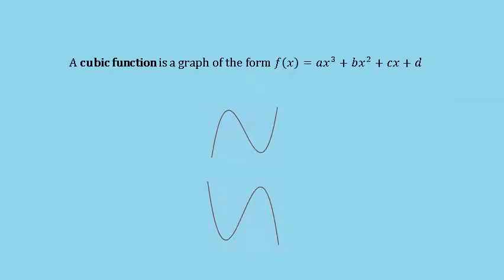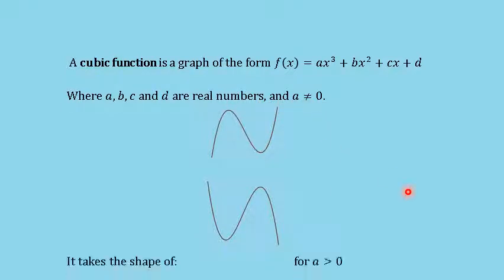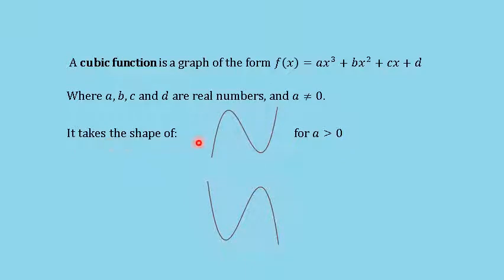A cubic function is a graph of the form f(x) = ax^3 + bx^2 + cx + d, where a, b, c, and d are real numbers and a is not equal to 0. It takes the shape of this form for a greater than 0, for a positive. If a is positive, our function will start by increasing, decreasing, then increasing. Or it takes this form for a less than 0, meaning that if a is negative, our function will start by decreasing, increasing, and decreasing.